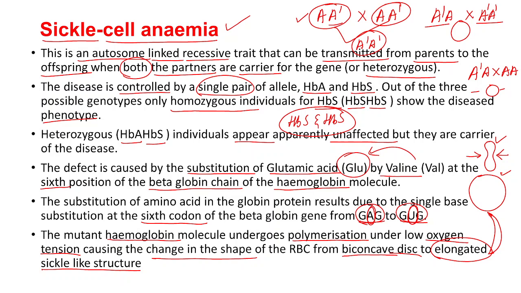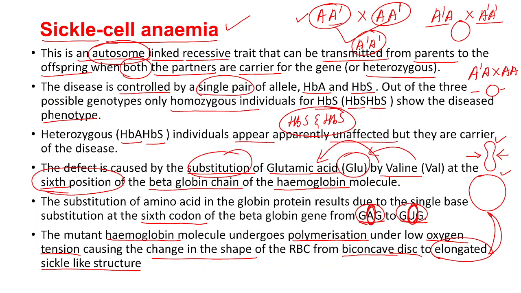What is sickle cell anemia? It is an autosomal recessive disorder which results from the substitution of glutamic acid by valine. And this substitution will take place at which particular place? At the 6th position of the beta globin chain. Why is the glutamic acid replaced by valine? By the mutation in only one base, in the 6th codon of the beta globin chain.